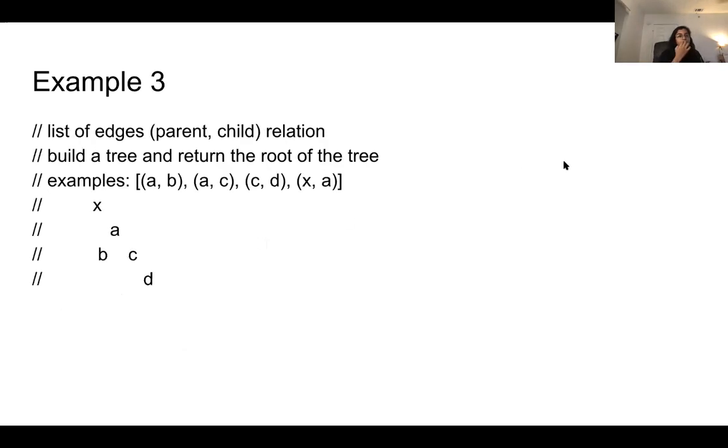Okay. All right, the third example. Let's say you have a list of edges that you receive, tuples that have a parent and a child relation. Let's ignore the second half of this question. First, you want to build a tree out of these tuples. For example, you receive this list that has AB, AC, CD, XA. That tells you this graph would be built, because AB means A has a child B, AC means A has a child C, C has a child D, X has a child A.